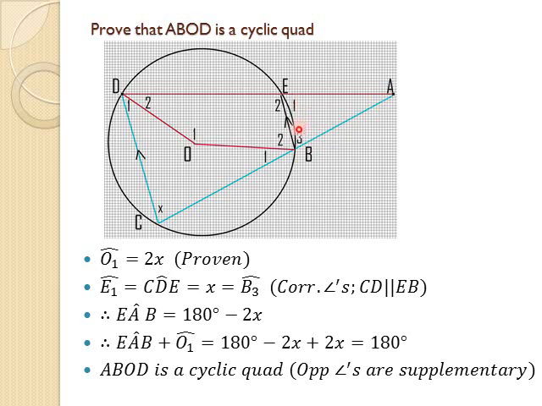So if that's x and that's x, angles in a triangle must add up to 180. So EAB equals 180 minus 2x. So this angle and O1 are facing each other. If I add them together, they must add up to 180 for it to be a cyclic quad. So if I say EAB plus angle O1, I have 180 minus 2x plus 2x, minus 2x plus 2x cancel, and I'm left with 180. So ABOD is a cyclic quad, and we say opposite angles are supplementary.